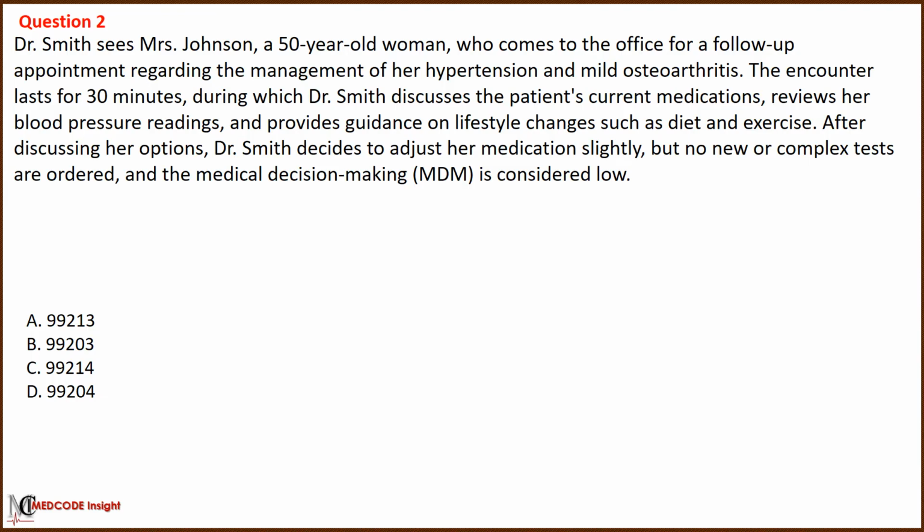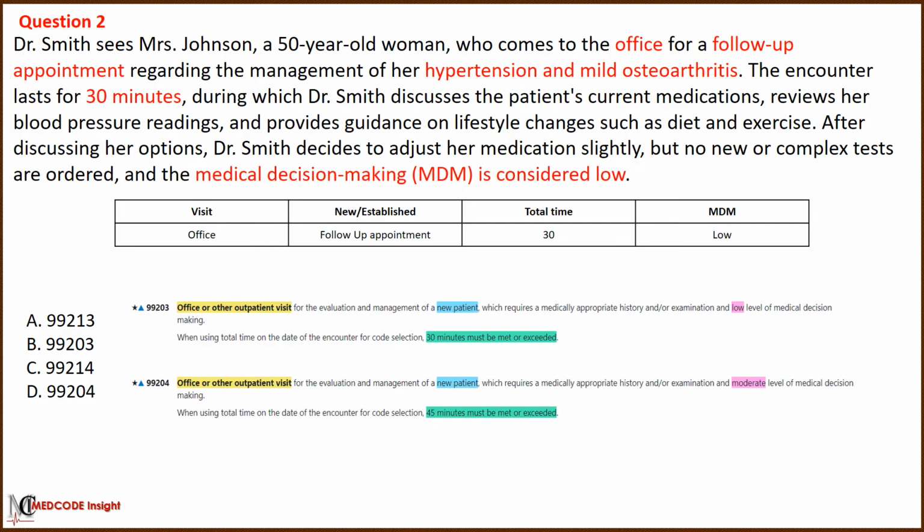Option A with the code 99213, option B with the code 99203, option C with the code 99214, option D with the code 99204. In the given scenario, the patient visit is a follow-up office visit, meaning the patient is an established patient. First, we will eliminate options B and D with the codes 99203 and 99204, both used for a new patient office visit.